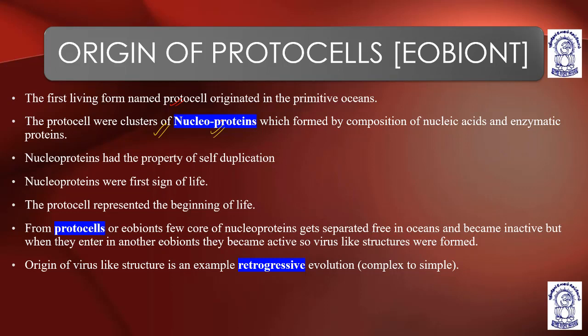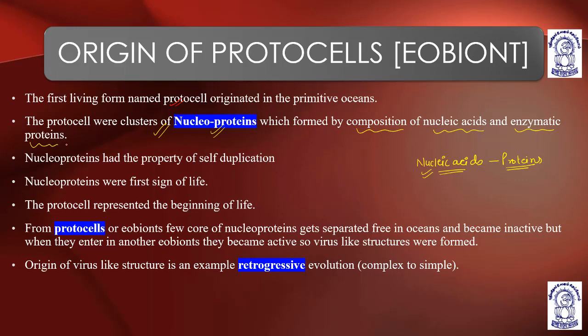Now, what exactly are nucleoproteins? Nucleoproteins are basically an assembly of nucleic acids which are attached to proteins. So these nucleoproteins come up with the very first sign of life, meaning the formation of genetic material. So the protocells were clusters of nucleoproteins which formed the composition of nucleic acids and enzymatic proteins.